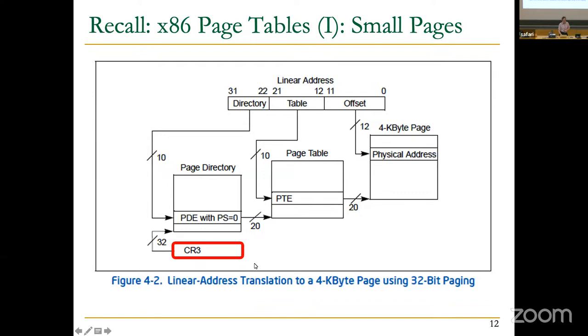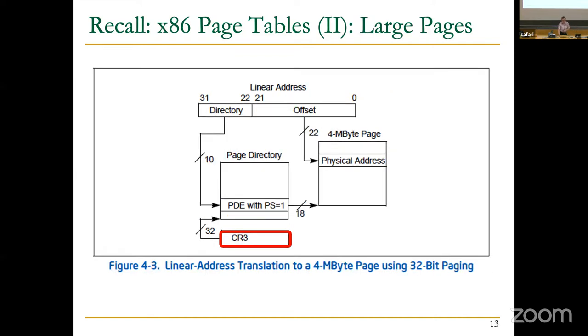These are real numbers from x86 if you use 32-bit virtual addresses. But x86 is actually a very flexible architecture. It has a lot of baggage because of its flexibility, so you can actually have larger pages as well, 4 megabyte pages, for example. If you use 4 megabyte pages, then your page table doesn't need to be hierarchical, as you can see, right? It's only single level because your page offset is very large, and your directory, meaning the virtual page number, is actually small, right?